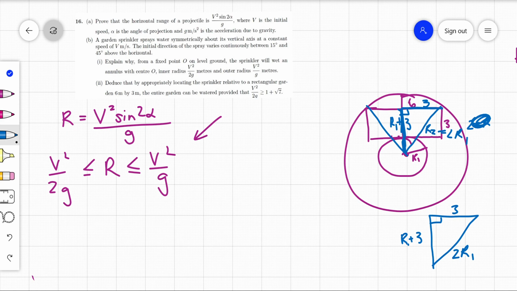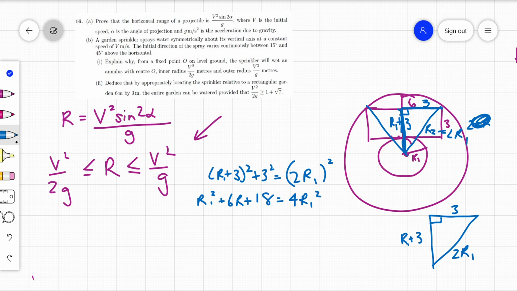So if I use Pythagoras on that, you can see that we get (R1 plus 3) squared plus 3 squared has to equal (2R1) squared. Let's see what that is. So these are all R1s, by the way. So R1 squared, 6R1, now we've got a 9 and then another 9, so 18. And that's going to be 4R1 squared. So if we put all the R1 squareds together, that's 3R1 squared minus 6R1 minus 18. If I divide through by 3 just to make it easier, we've got R1 squared minus 2R1 minus 6.